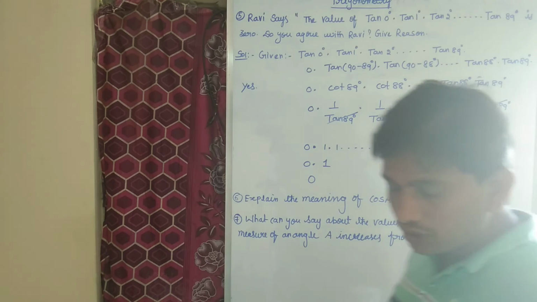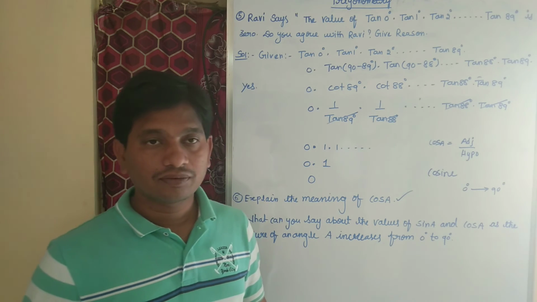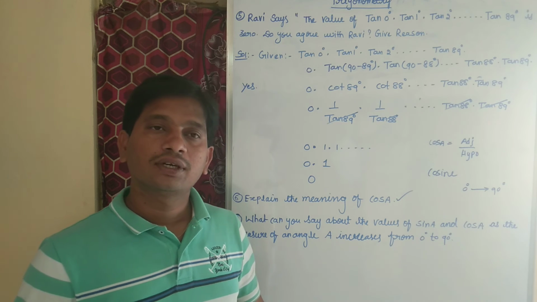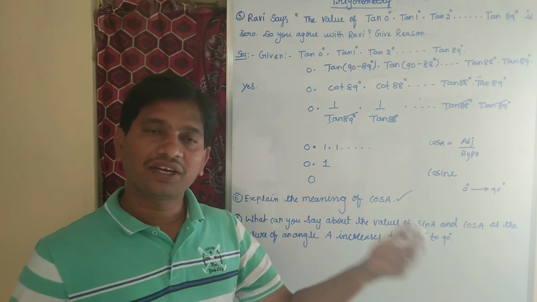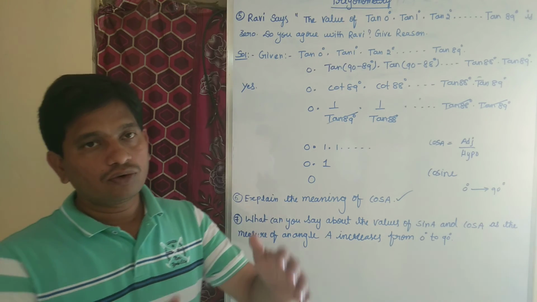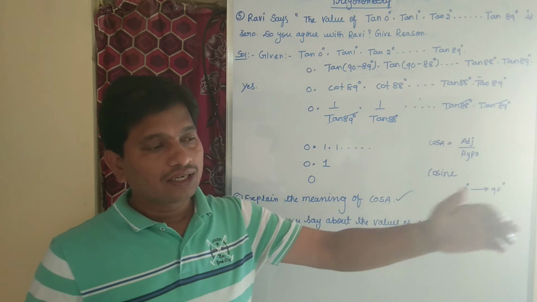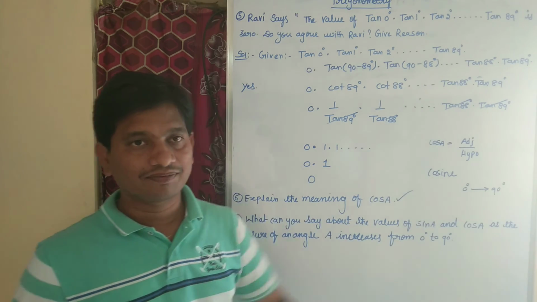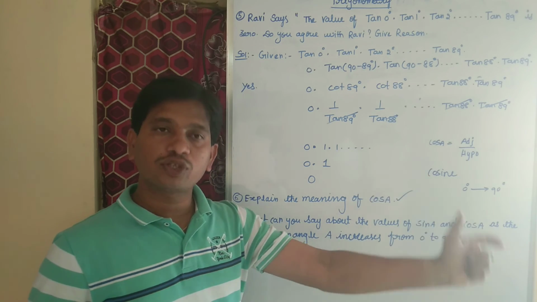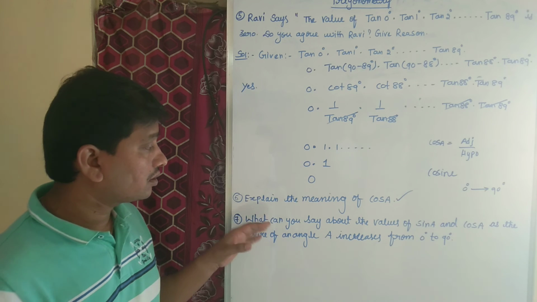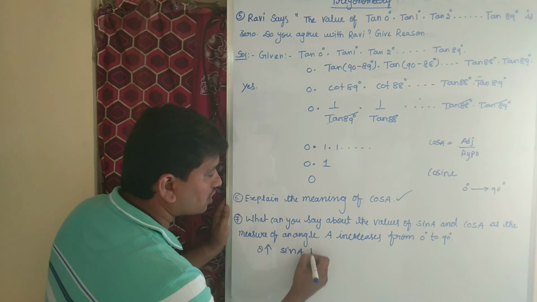Students, we know that sin 0 is 0, sin 30 is 1 by 2, which is nothing but 0.5, sin 45 is 1 by root 2, sin 60 is root 3 by 2, and sin 90 is 1. If you observe, as theta is increasing from 0 to 90 degrees, the value of sin A is also increasing. If theta increases from 0 to 90, the value of sin A also increases.